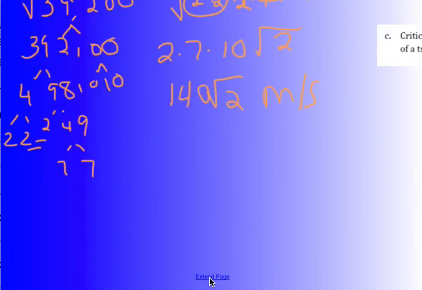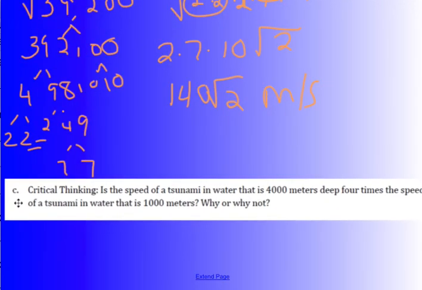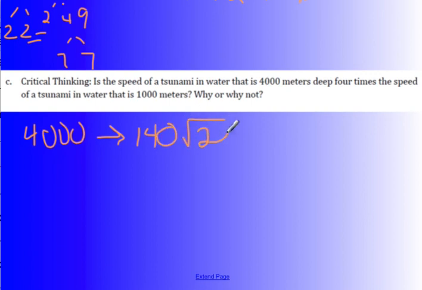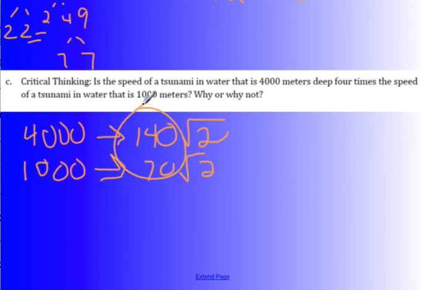Now let's take a look at that last critical thinking piece because I know how much you guys like to think critically. It says, is the speed of the tsunami in water that's 4,000 meters deep 4 times the speed of the tsunami that is 1,000 meters? Well, let's take a look. So 4,000 meters is going to be at 140 square root of 2 meters per second. 1,000 meters is going to be at 70 square root of 2. So if you look at 140 and 70, they are actually only double each other. So that's not the same as 4 times it.